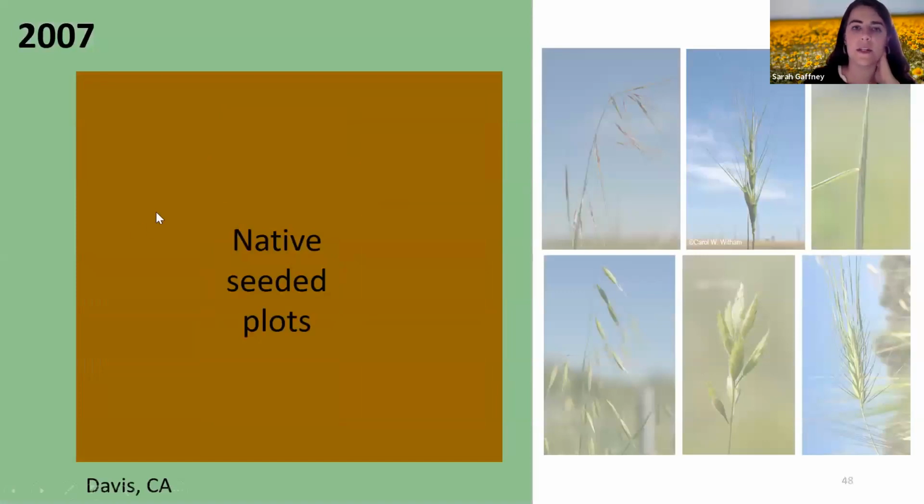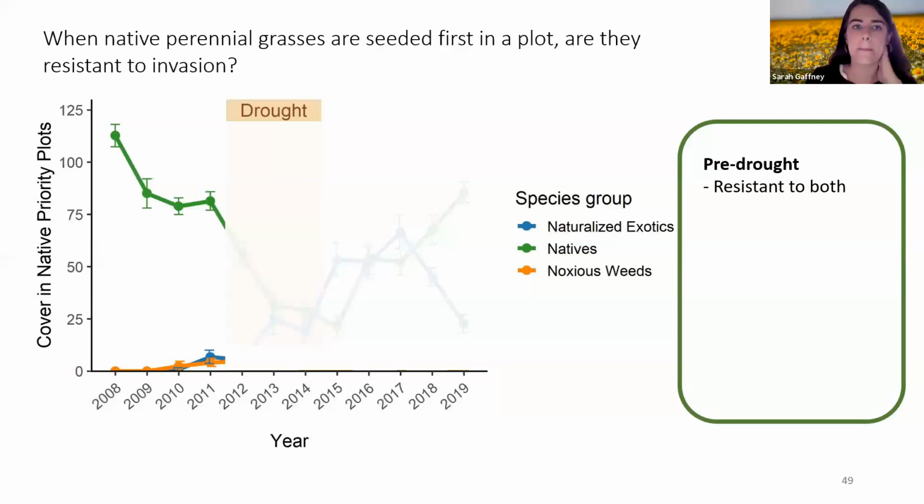I'm just going to focus on the plots that were seeded with the native mix. The different colors of these lines refer to different species groups. Blue is the naturalized exotics, green is the natives, orange is the noxious weeds, and the y-axis is the percent cover of these species groups within that originally seeded native plot.